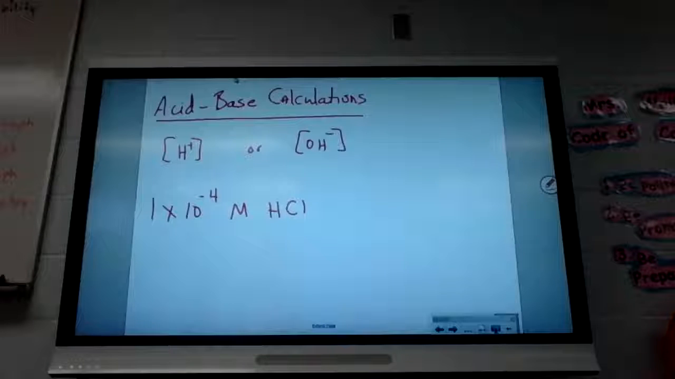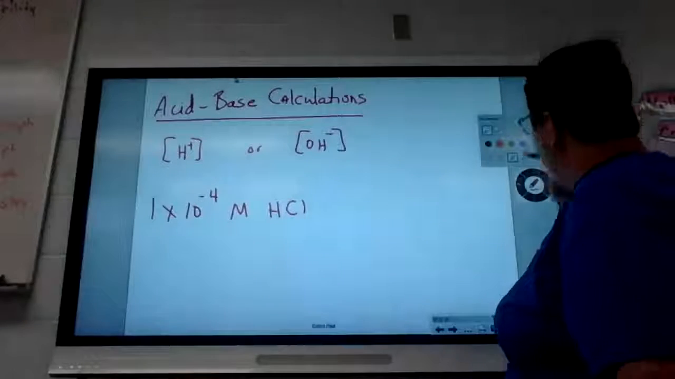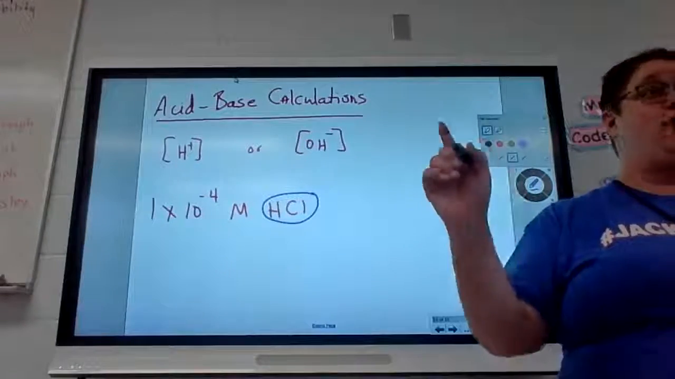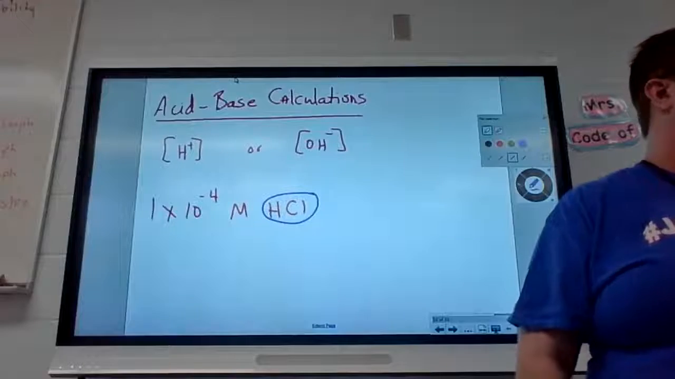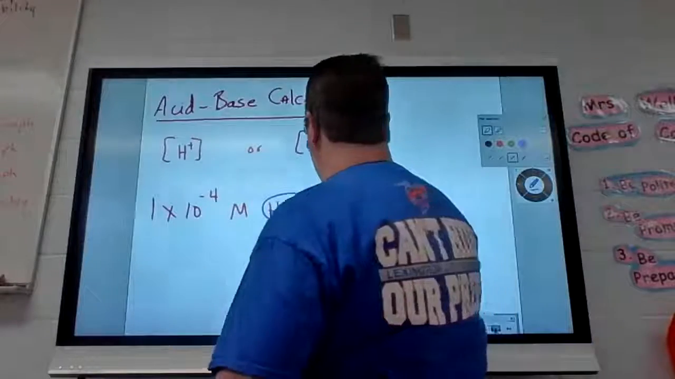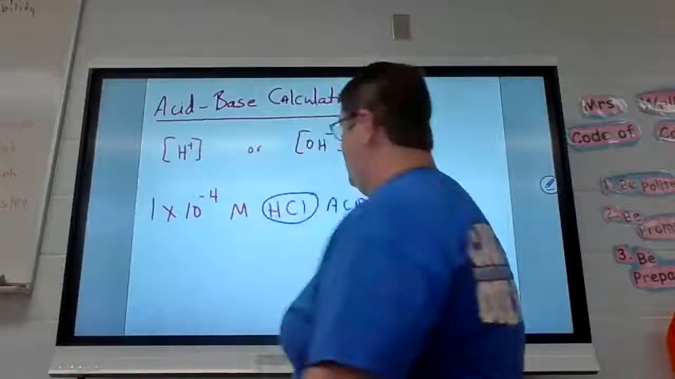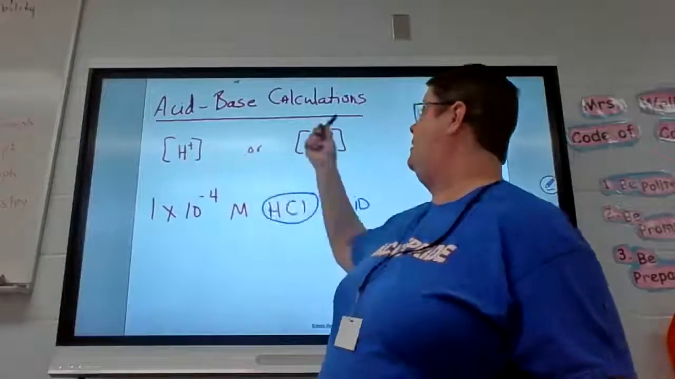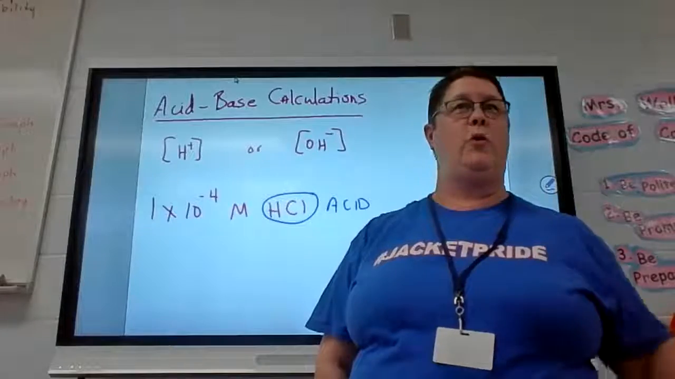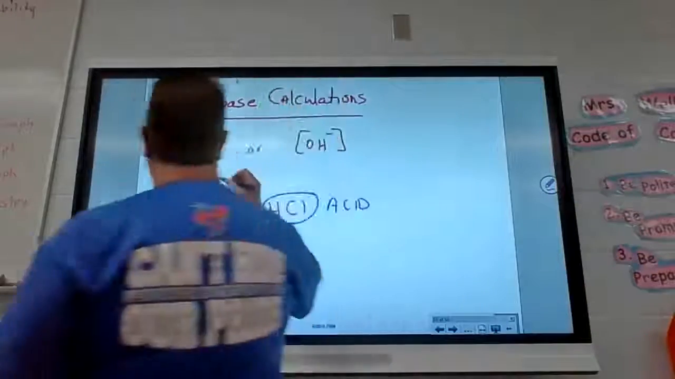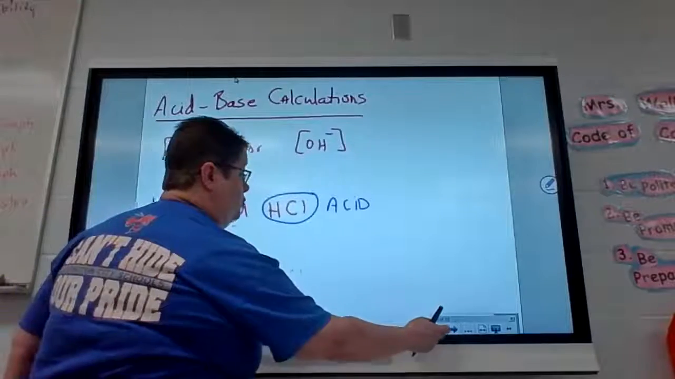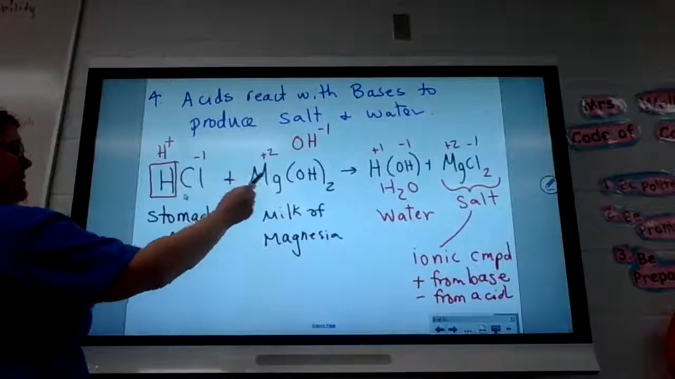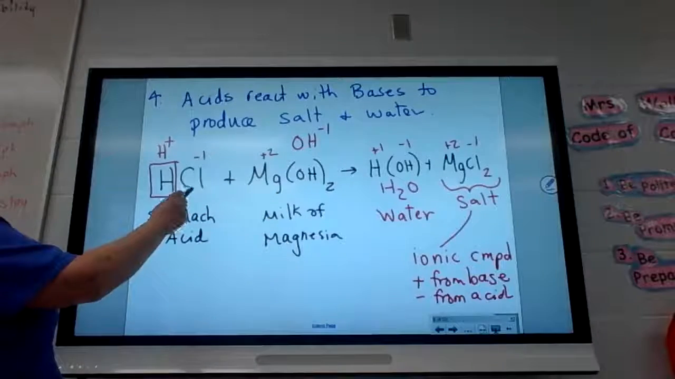For those of you who got that, you are halfway to being able to solve using those formulas. This is an acid. You need to be able to identify which one of those 2 is an acid ion. H plus came from which one? Which one of these had the acid ion? The first one. HCl is an acid.